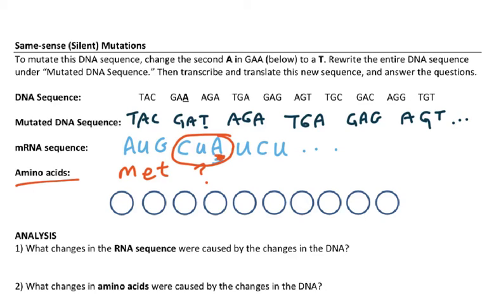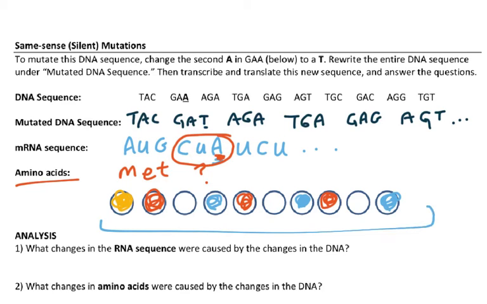Remember to use the color chart then to color in your amino acids. This will enable you to see whether or not the mutation has changed the resulting protein or not. So, what do you think? Me coloring it in, that's your big hint there.